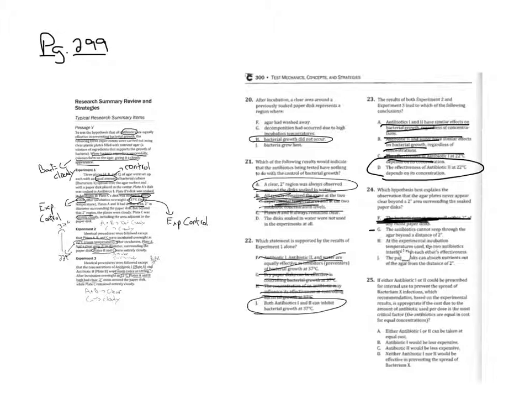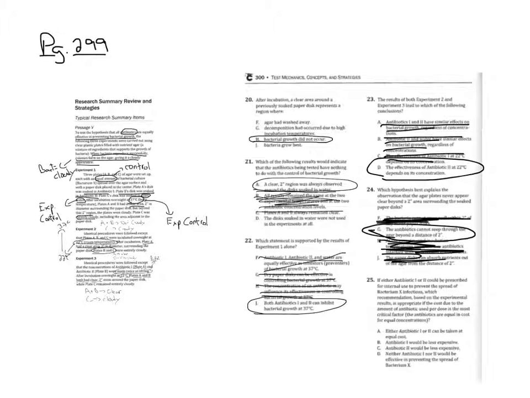H says at the experimental incubation temperature used, the 2 antibiotics interfere with each other's effectiveness. We never compared the antibiotics together on the same disc, so this H doesn't make any sense, and we can cross this off. And then let's look at J. J says the paper discs can absorb nutrients out of the agar from a distance of 2 inches. Well, if that was true, then the water discs would have had a 2-inch ring because they had the paper disc as well, but they had bacteria right up to the edge, so it's not J. So our right answer is G.